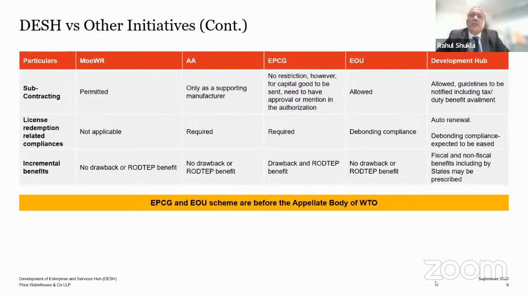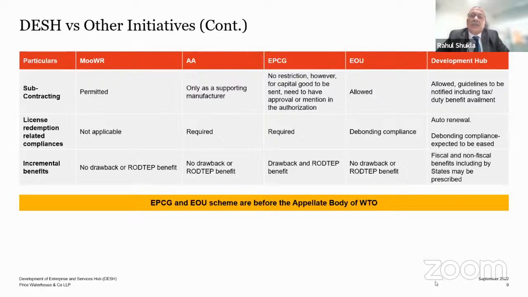Advance authorization also currently has no drawback or ROSCTL, because it has to be notified and looked into subsequently, which the drawback committee was looking into. EPCG, drawback and ROSCTL is given currently. There is no exclusion. EOU, again, it was to come with the SEZ, so no drawback or ROSCTL currently. SEZ, again, the fitment committee or the drawback committee under Mr. Pillai was looking into it.